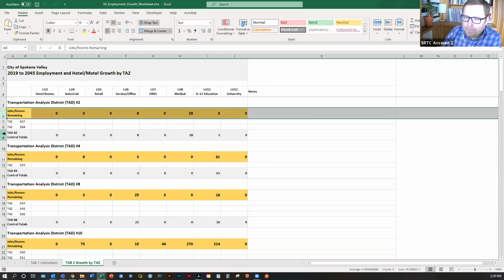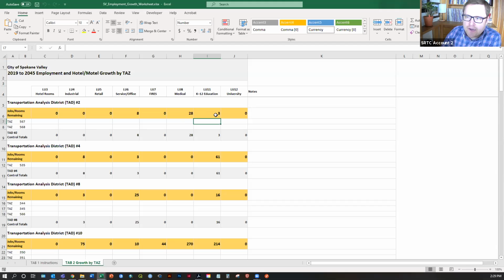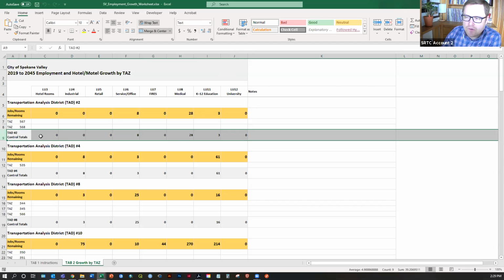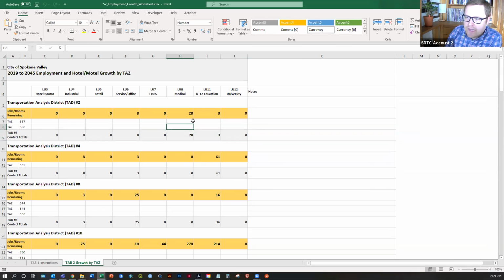And here in yellow, this is the amount of jobs or hotel rooms, depending on the category, that you have remaining. Down on the bottom in the gray are the control totals for that TAD. So right now they match, but if I add 28 medical to TAS 568, it'll show 0. Sometimes, because of the way our land use is, it actually has decimals. For simplicity's sake I made it so that it doesn't show the decimals, because I think we can round and that works fine and makes it easier for everyone. But there you can see it showing up red like it's a negative number because it's probably negative 0.01 or something like that.